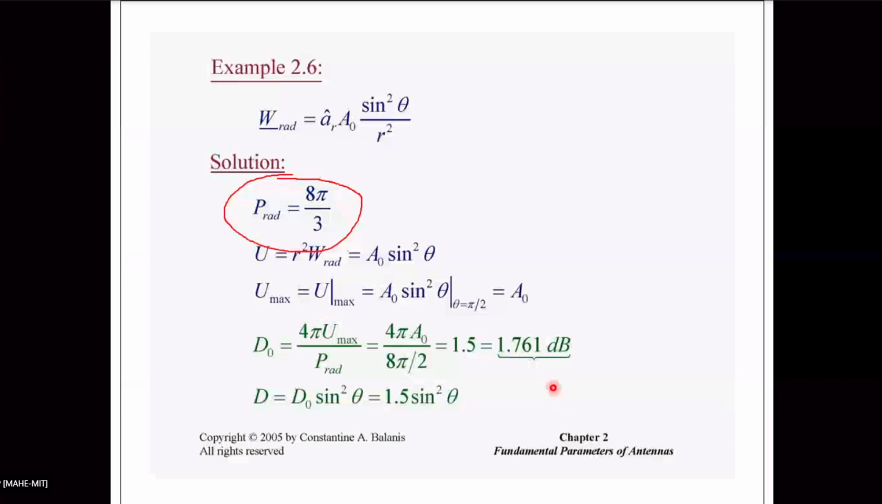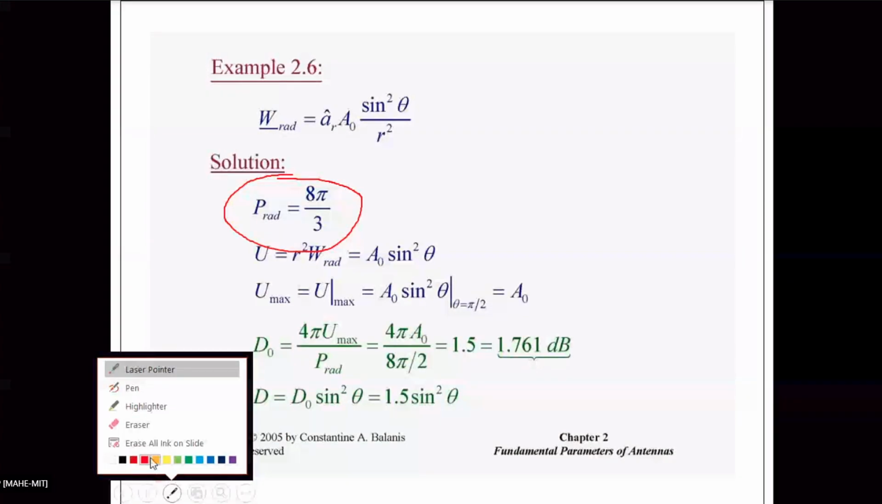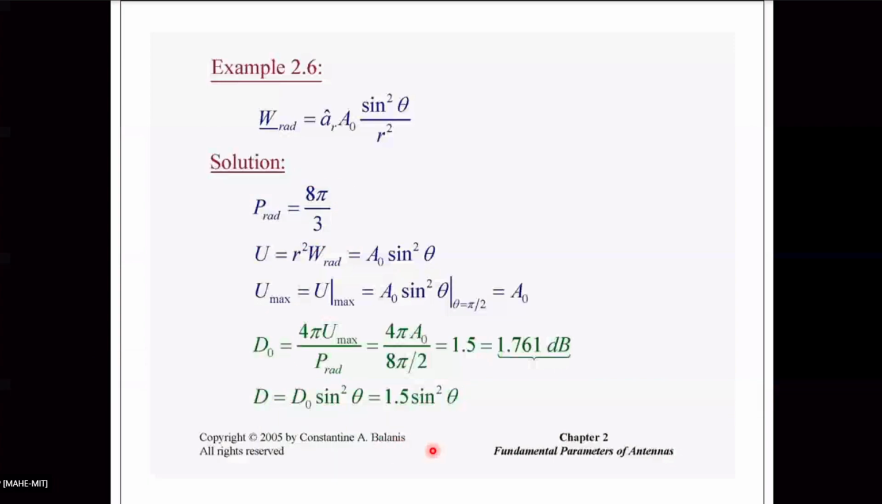Can I go to the next slide? Sir, how did we get 1.5 for D naught? See here, 1.5. Have you got it? Yes, sir, but we have in the numerator 4 pi A naught, and how did we cancel A naught, sir?